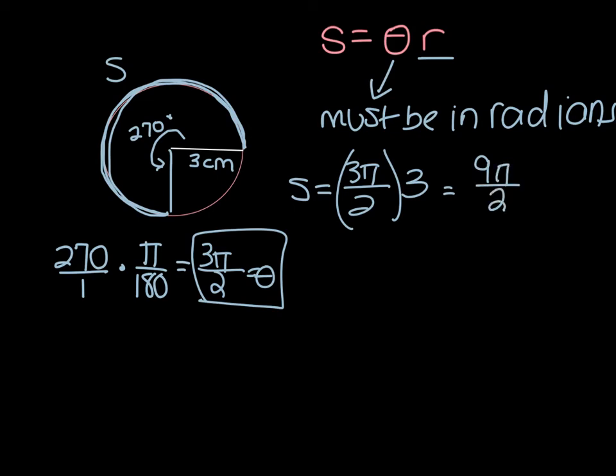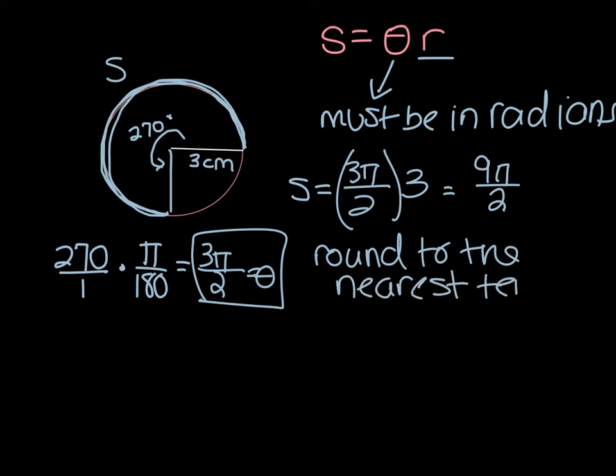Normally these questions say round to the nearest. In this case, let's say that it says round to the nearest 10th. You're going to type into your calculator 9 pi divided by 2 and round to the nearest 10th, which in this case will give us approximately 14.1, and I'm going to label my answer as centimeters.